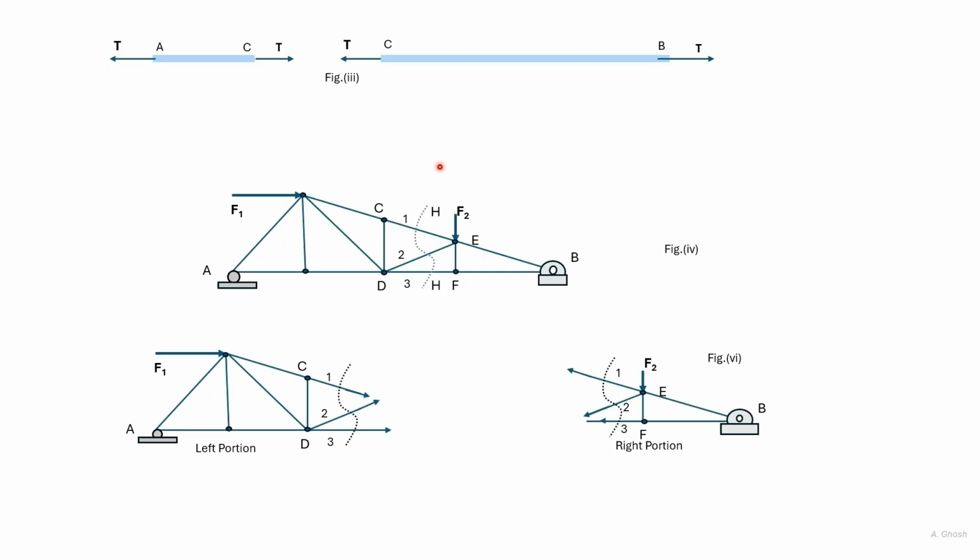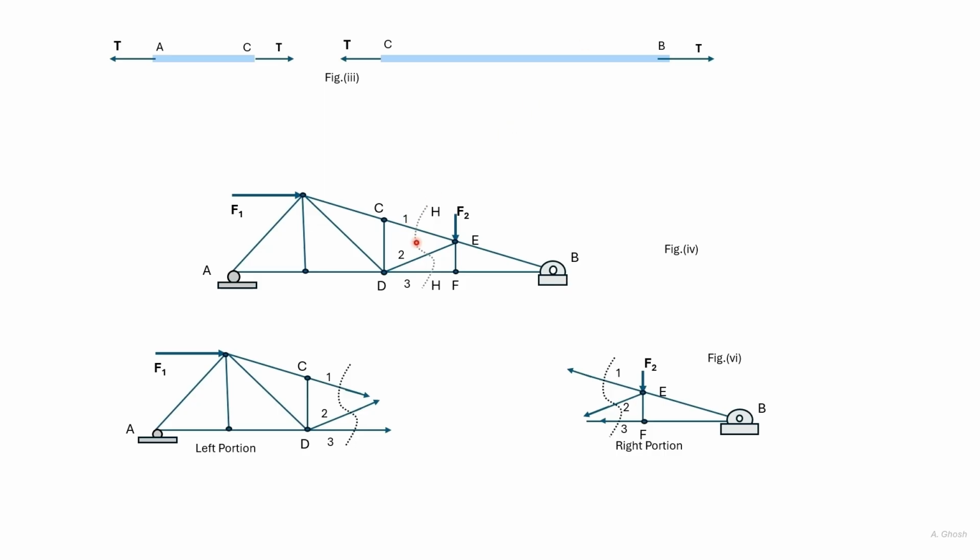So we can take a section such as HH, cutting the plane truss. To start analysis with a truss like this, first of all we look at the whole truss and find out the reactions. So we can take moments about B and find out the reaction at A. And then we can sum up forces in vertical and horizontal directions to find out RPX and RPY.